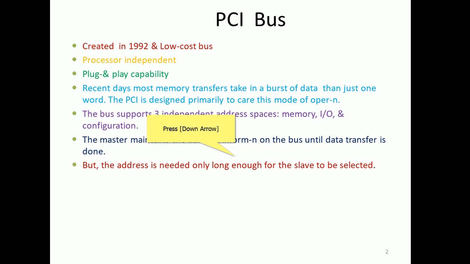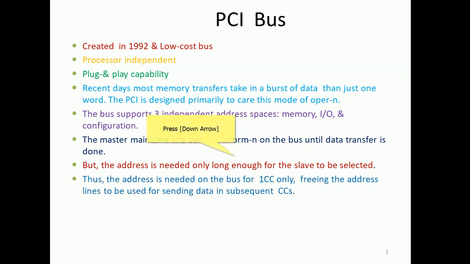But the address is needed only long enough for the slave to be selected. The address is needed only long enough for the slave to be selected. Thus, however, the address is needed on the bus for one clock cycle only.